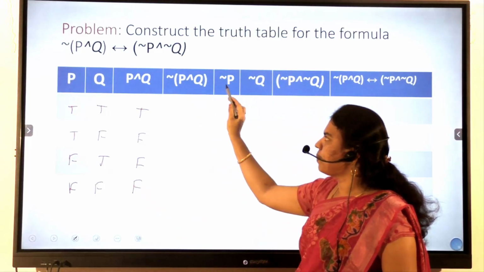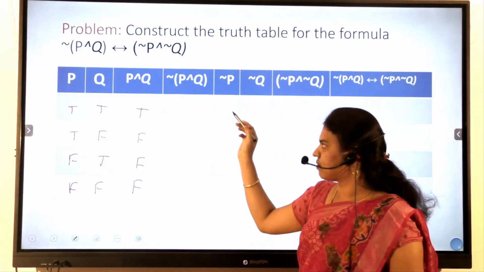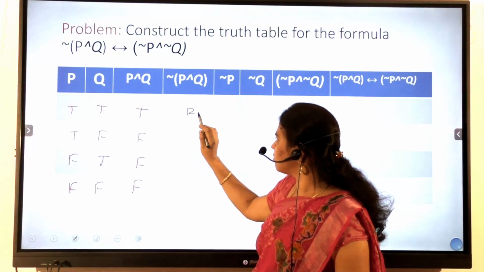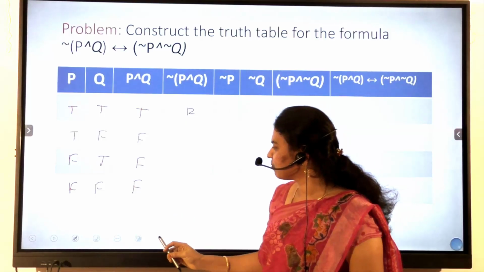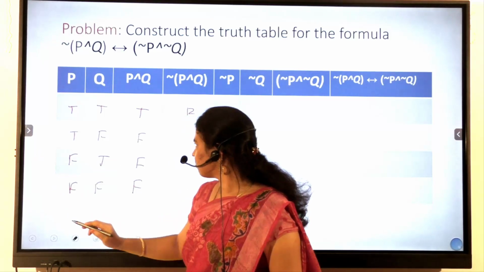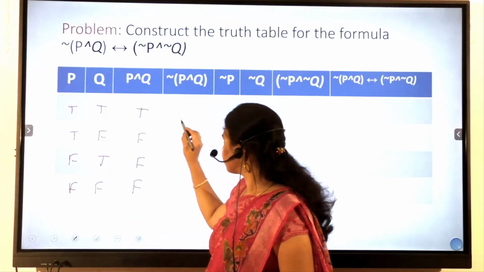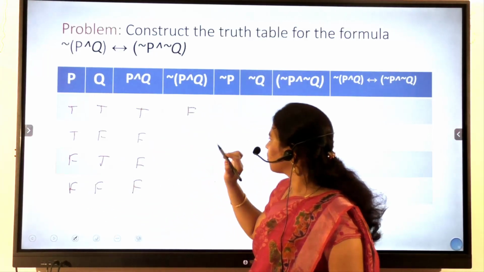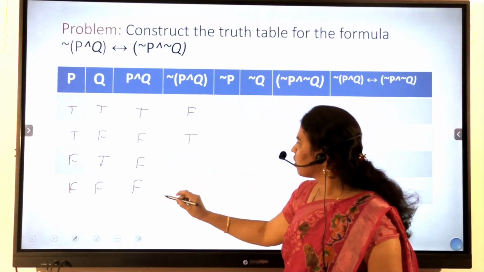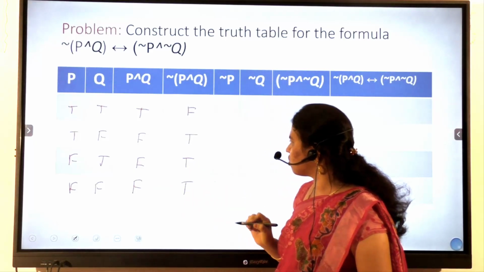Next, negation of (P and Q). If P and Q is true, then the negation of P and Q is false. Next, if P and Q is false, then the negation of P and Q is true. So false means this is also true.